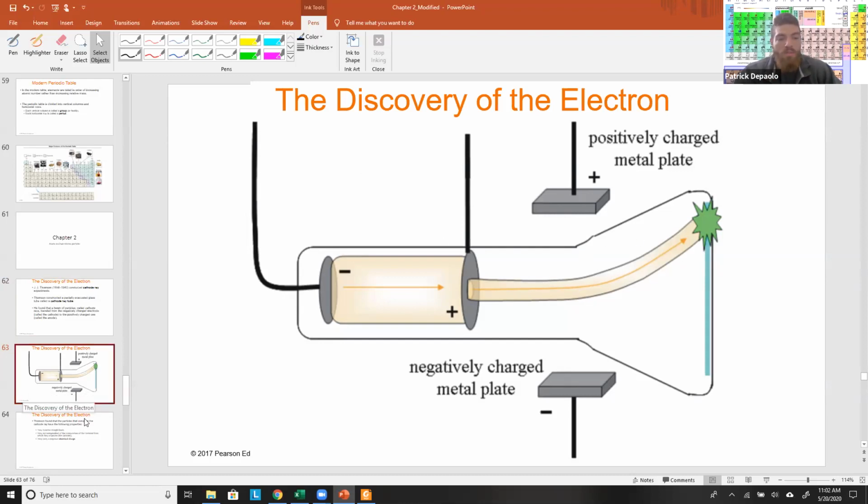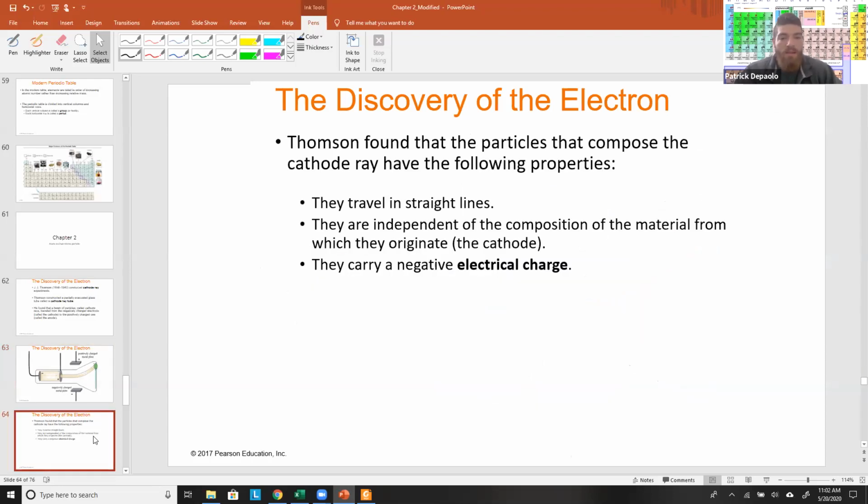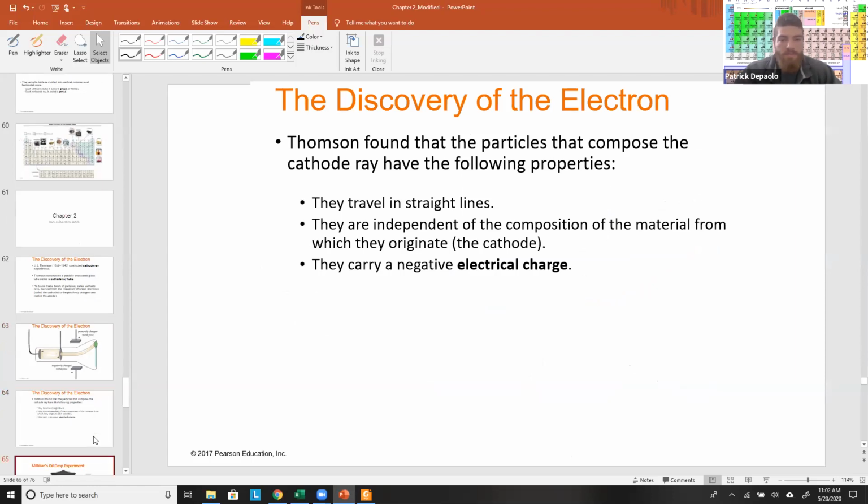But they didn't know what else it was. They just knew that, okay, there's something negative. They thought all the atoms were negative because of that. But no, it's because of the electrons moving around. That's why they went towards the positive end.